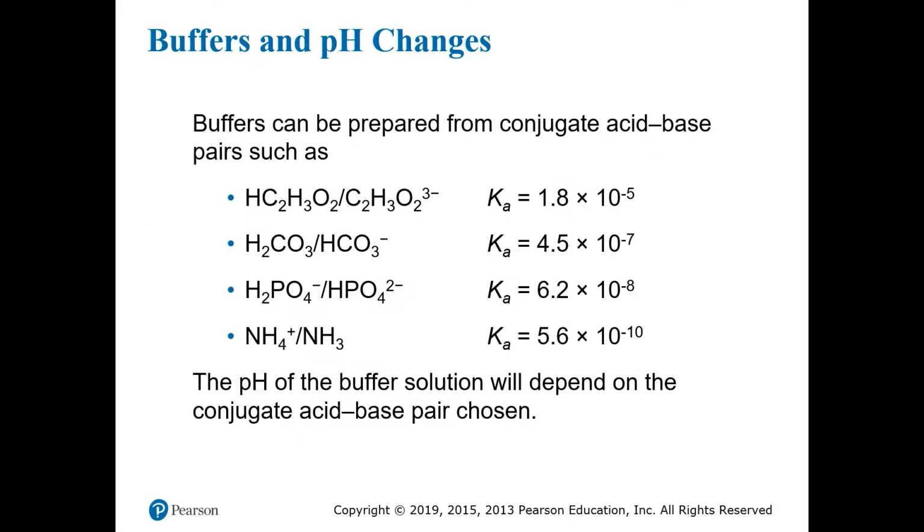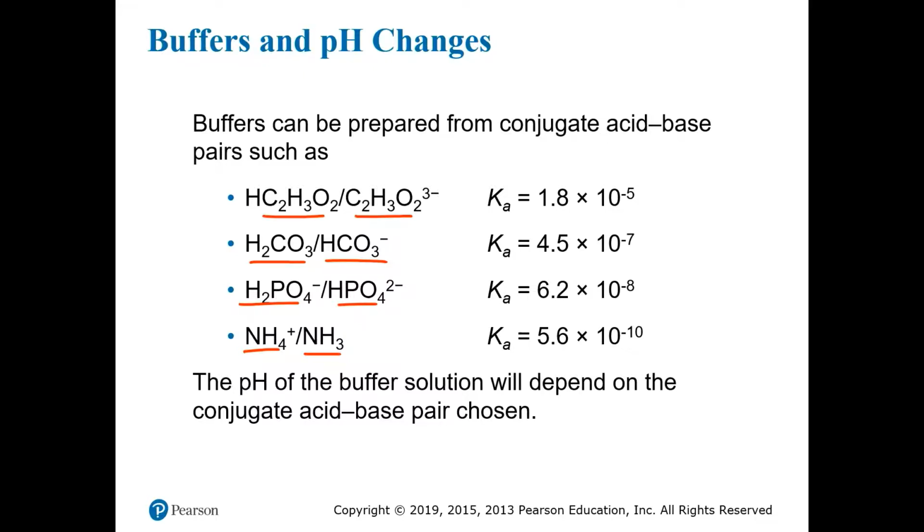Buffers can be made from any weak acid-base conjugate pair. Here we have a few examples. First is the acetic acid acetate buffer that we've seen a couple of times. The second is the carbonic acid carbonate buffer system. The third is dihydrogen phosphate and hydrogen phosphate. And the last is the ammonium ammonia buffer system. Each of these examples is a conjugate pair with the acid on the left and the base on the right.